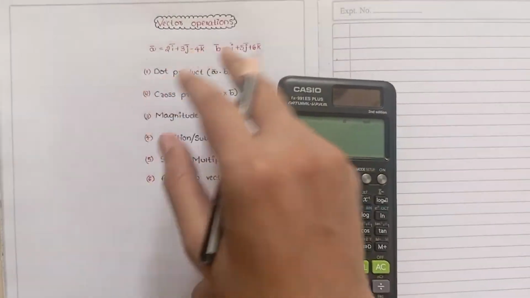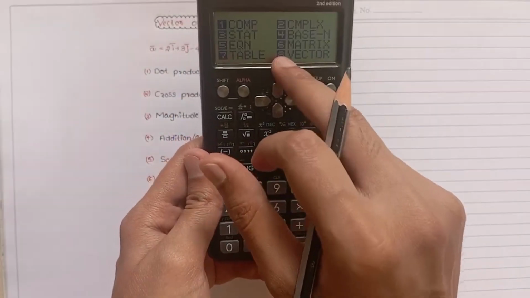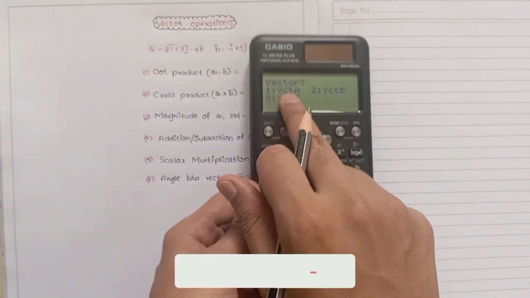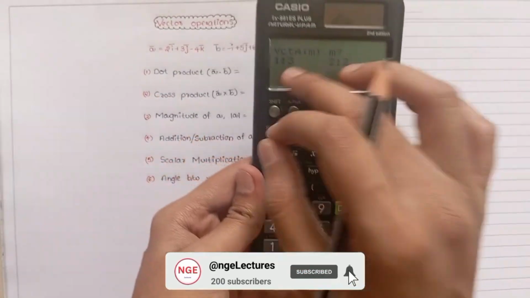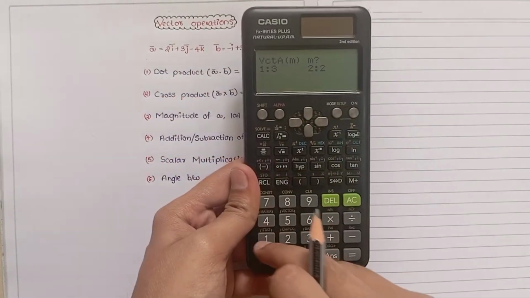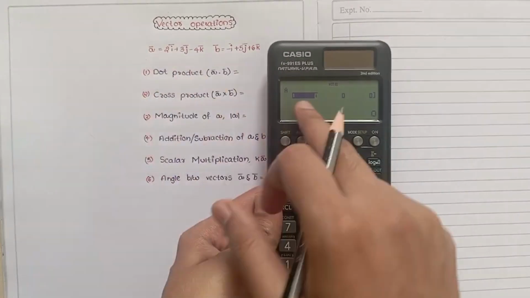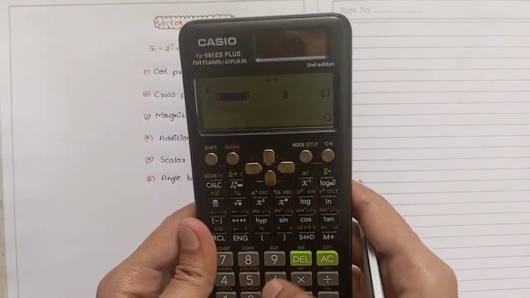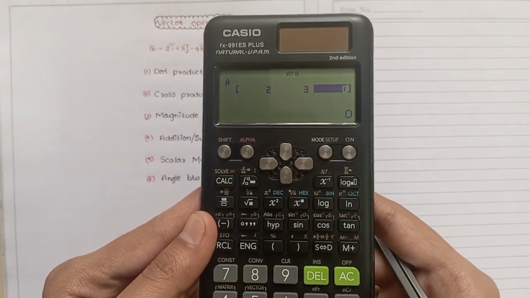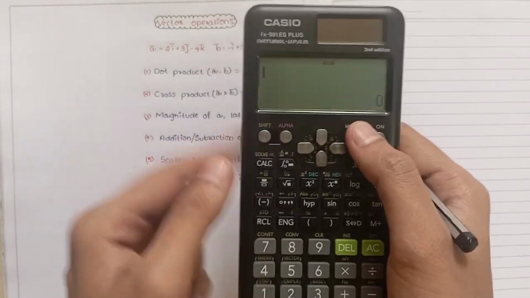Now for giving these two vectors to the calculator, press on mode button, select vector option. We will store the vector a in vector a. Here we have three variables i, j, k. So we will select first option. We will give the inputs of the vectors here: 2, 3, minus 4. Okay, vector a is stored.